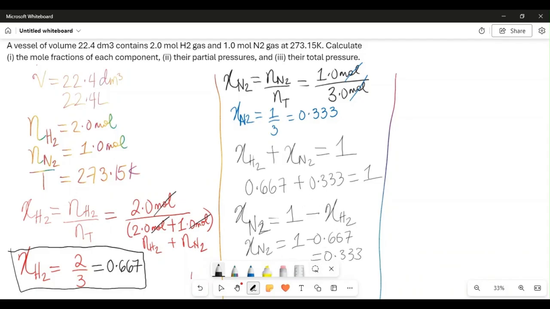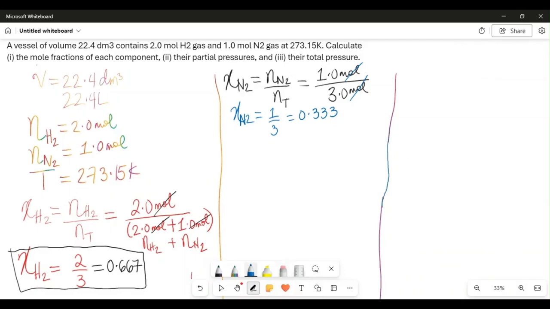I'm just letting you know that if you're given 8 components or 8 gases in a particular mixture or container, and you're asked to find the mole fraction of each one of those components, just know that when you add the mole fractions of all the 8 components, they all have to add up to 1. So that's just one thing you need to know. So now we've handled that.